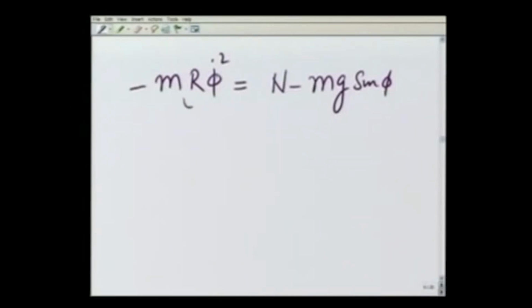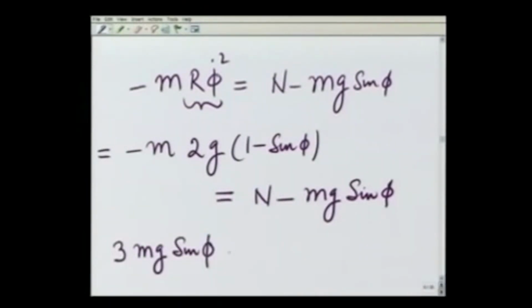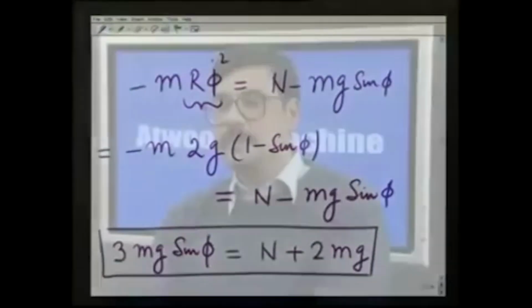Recall that equation 1 is nothing but minus m r phi dot square is equal to N minus mg sine phi. I substitute for r phi dot square that I just derived, and I get minus m 2g (1 minus sine of phi) is equal to N minus mg sine of phi, which gives me, after reshuffling, 3 mg sine of phi is equal to N plus 2 mg. This gives me the normal reaction as a function of phi.